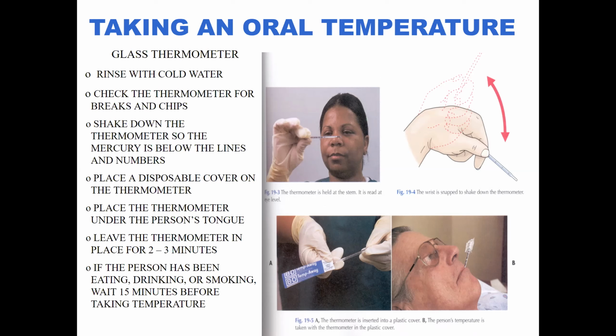If a person has eaten anything, drunk anything, or smoked beforehand, wait 15 minutes since the last time they did any of those activities to take a temperature. Think about it. Cigarette smoke is warm. That has a tendency to increase the temperature in the mouth, and that can give you a false reading. Same with drinking a cold fluid. So let's try and wait 15 minutes before we take an oral temperature using an old style glass thermometer.